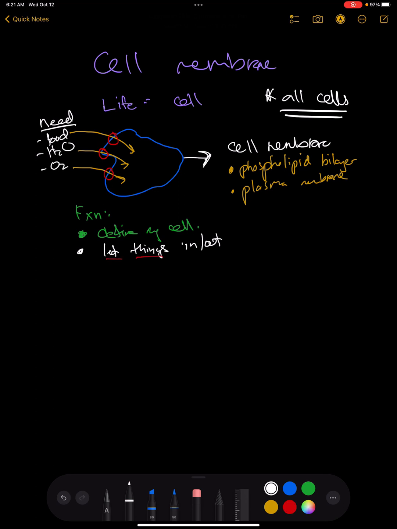And of course, because he's a living thing, he's also going to have to get rid of stuff. He's going to have to get rid of CO2, and he's going to get rid of waste. Same thing, CO2 has to leave, waste has to leave, and you notice that they also cross your cell membrane. So that's a really important function, that he lets things in and out.